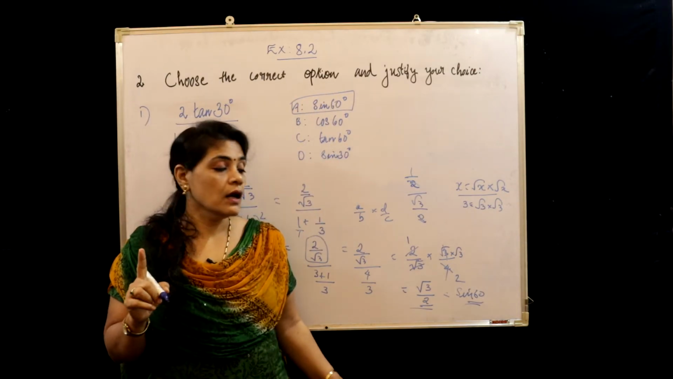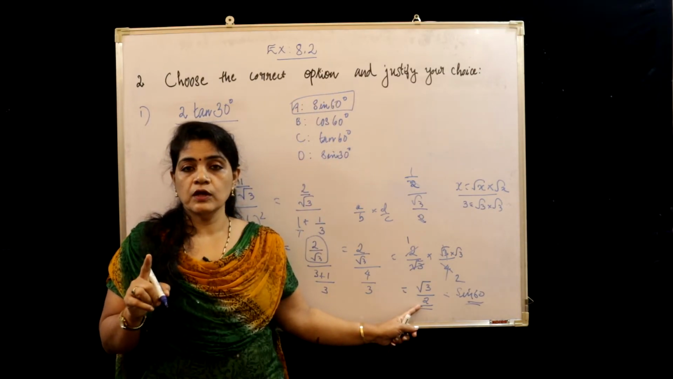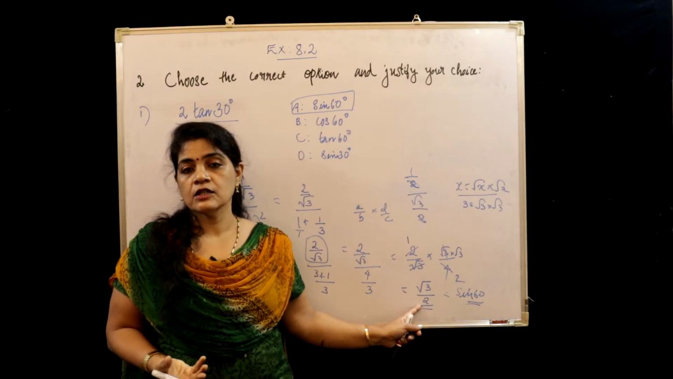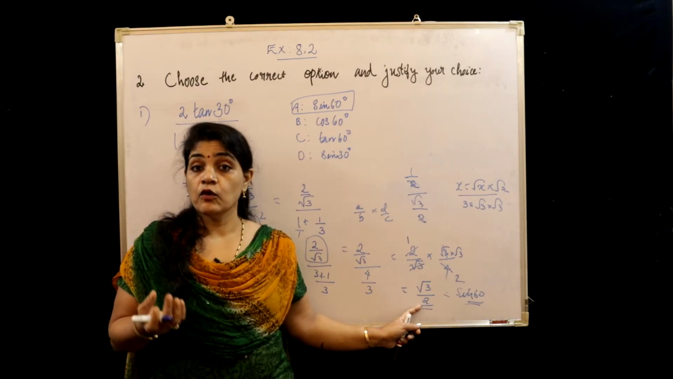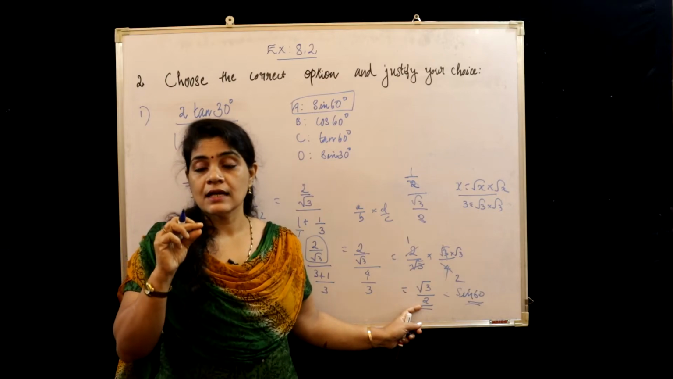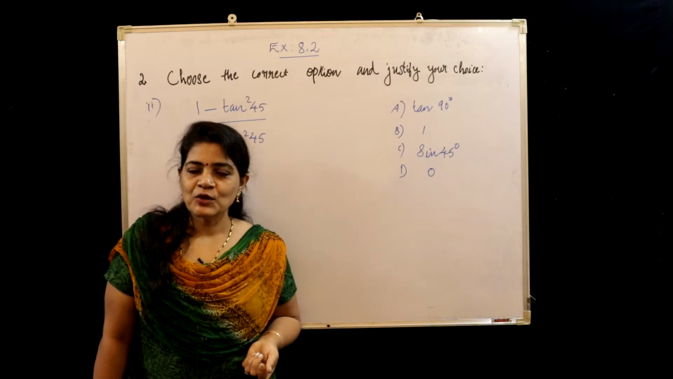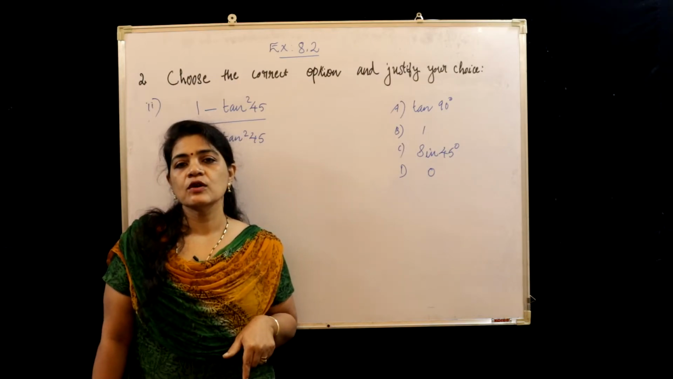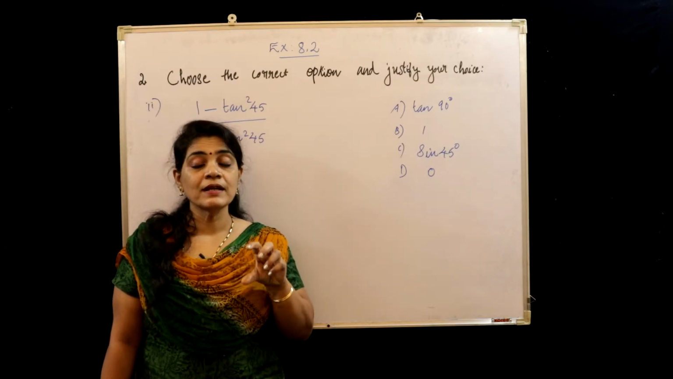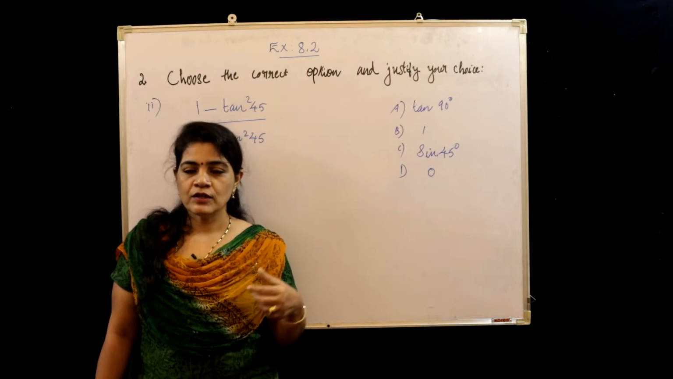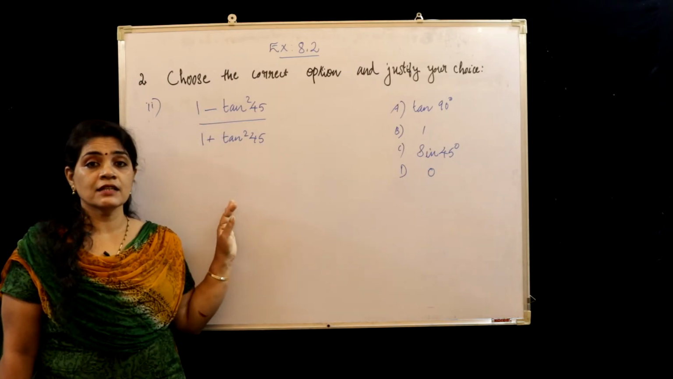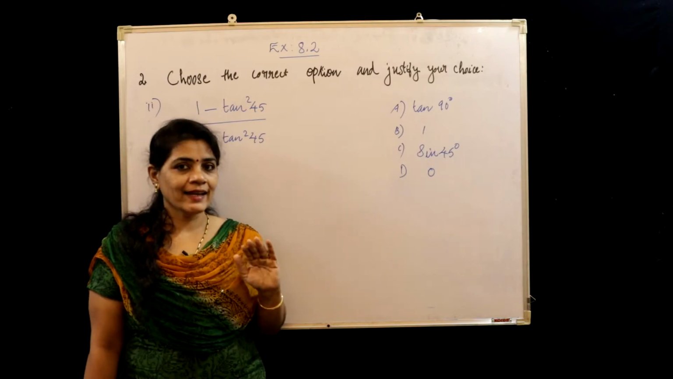Root 3 by 2 is equal to which trigonometric ratio, and what is its angle? That is sine 60 degree. Understood? Now the second question: 1 minus tan square 45 divided by 1 plus tan square 45. We have to simplify this by substituting the values correctly.